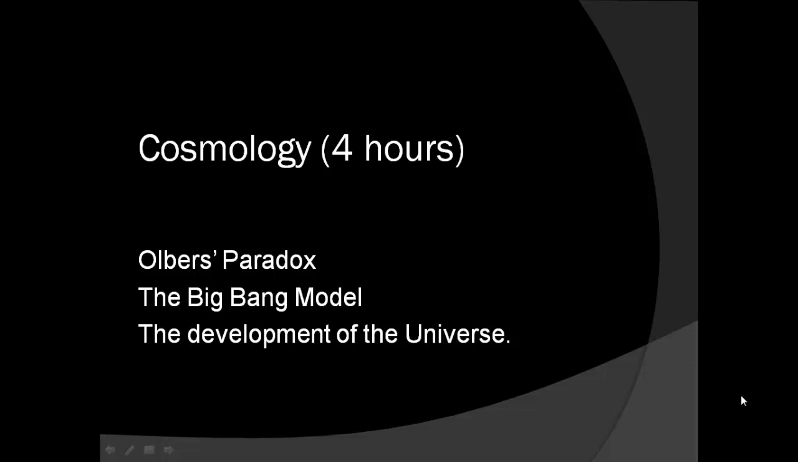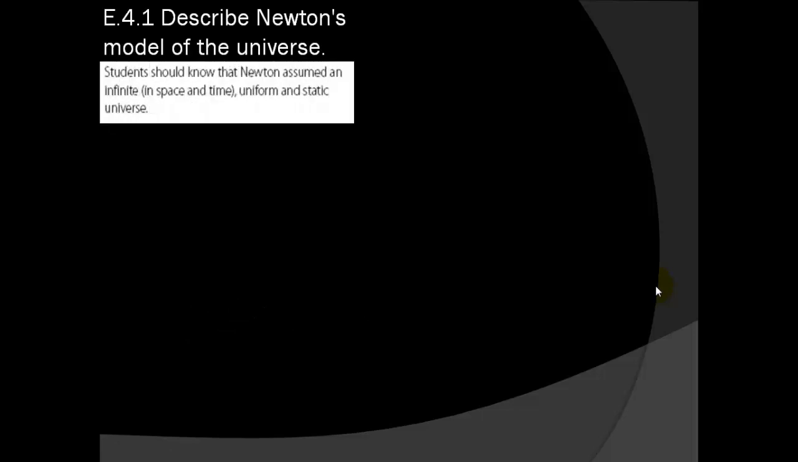The last section of the standard level part of the syllabus for astrophysics is cosmology, the cosmos. First we need to look at Olbers' paradox. First of all, we need to look at Newton's idea, Newton's model of the universe. The syllabus says that we should know that Newton assumed an infinite, in space and time, uniform and static universe.